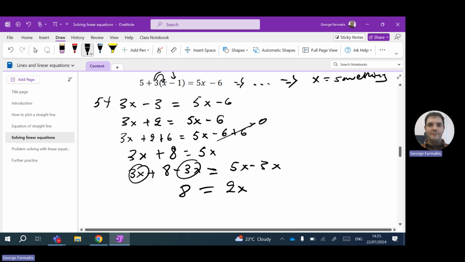So now if I want to find x, I divide both sides by 2. 2 multiplies x, so I do the opposite. So x now is equal to 4. And this is your solution. So if you have brackets, first we expand the brackets, and then we collect the same terms. We solve the linear equation as we did in the previous case.